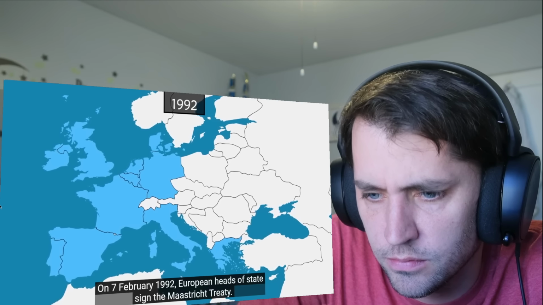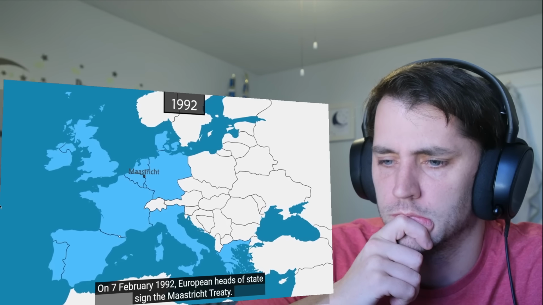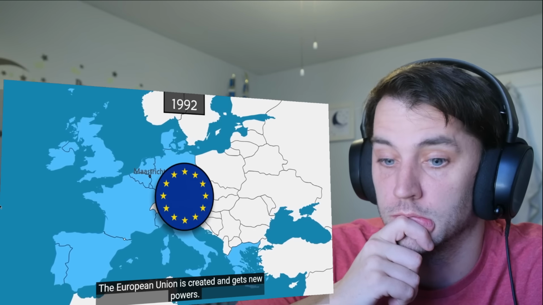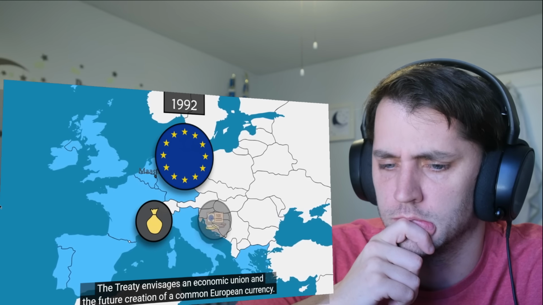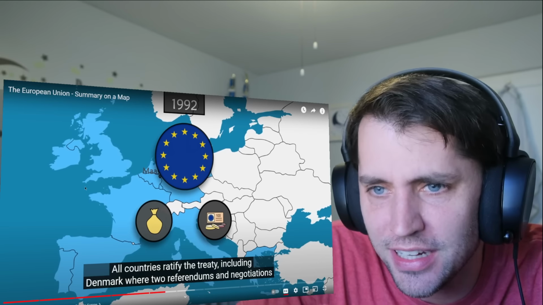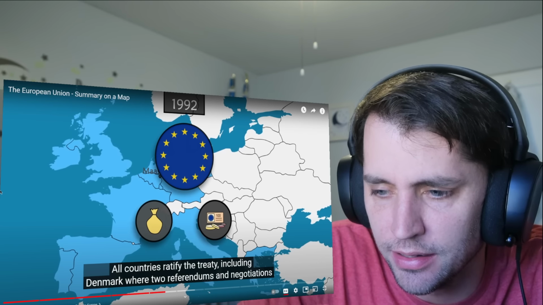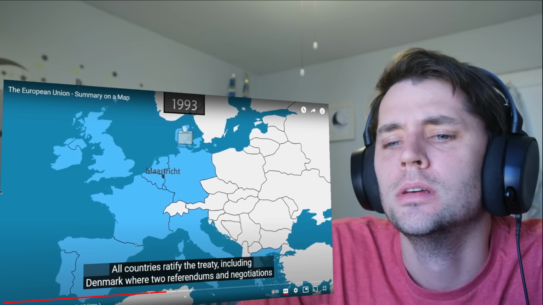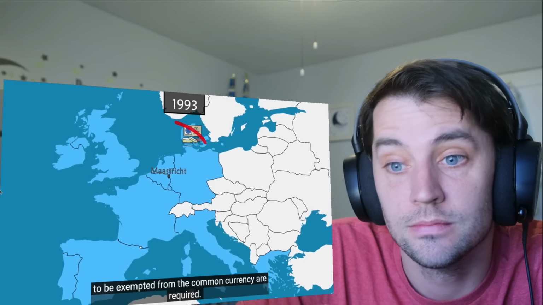On 7th of February 1992, European heads of state signed the Maastricht Treaty. The European Union is created and gets new powers. The treaty envisages an economic union and the future creation of a common European currency. All countries ratify the treaty, including Denmark, where 2 referendums and negotiations to be exempted from the common currency are required. And that was just in 1992. The euro, man, it's just not that long ago.